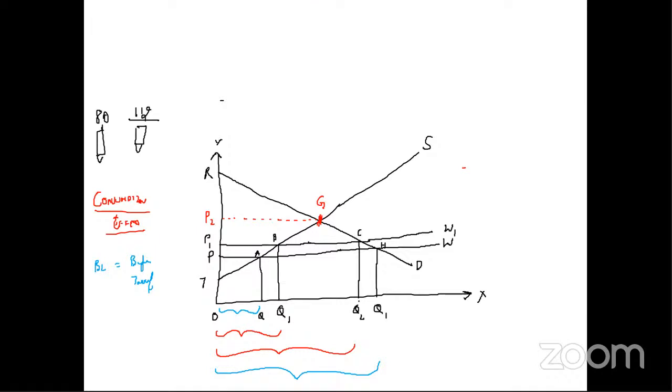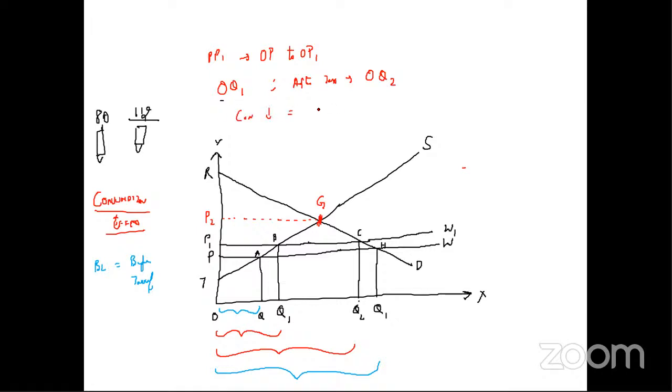So here what is happening is, we understood that when we put a tariff, after the tariff was imposed, the price increased from OP to OP1. Before the tax was imposed, the consumption was OQ1. After the tax was imposed, the new consumption became OQ2. So the consumption reduced.